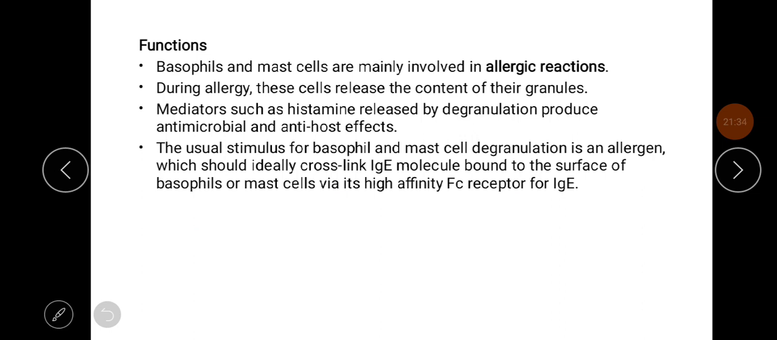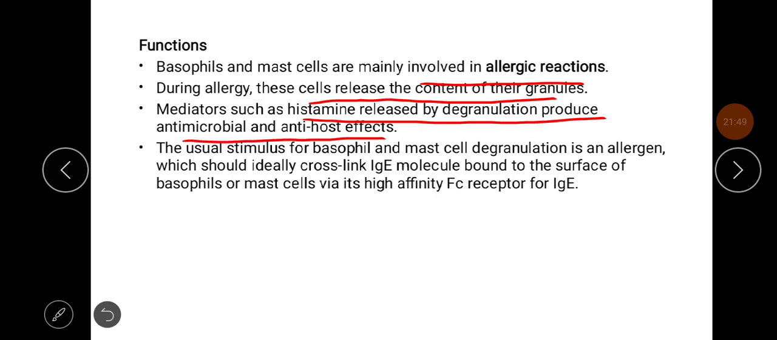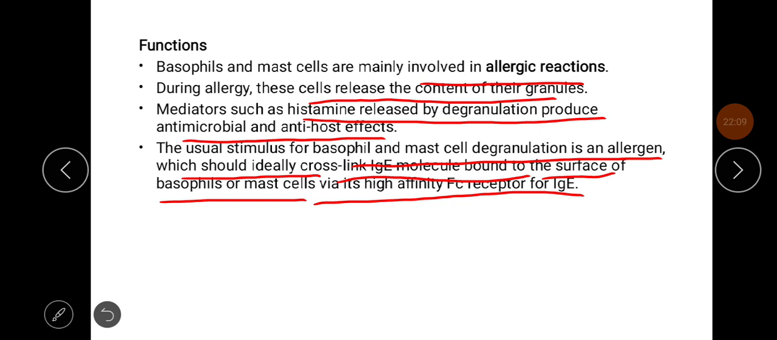Basophils and mast cells are mainly involved in allergic reaction. During allergy, these cells release the contents of their granules. The mediators such as histamine released by degranulation produce antimicrobial and anti-host effects. The usual stimulus for basophil and mast cell degranulation is an allergen which should ideally cross-link IgE molecules bound to the surface of a basophil or a mast cell via high affinity Fc receptors for IgE.